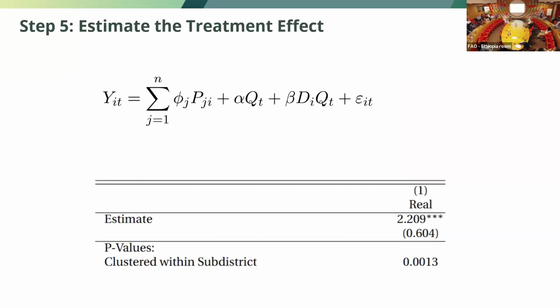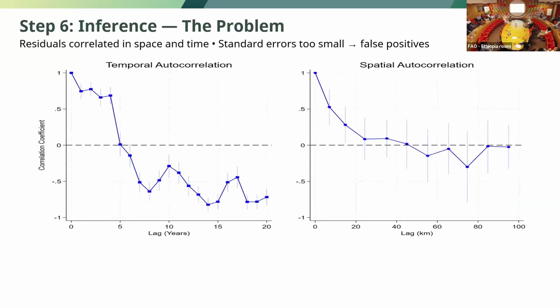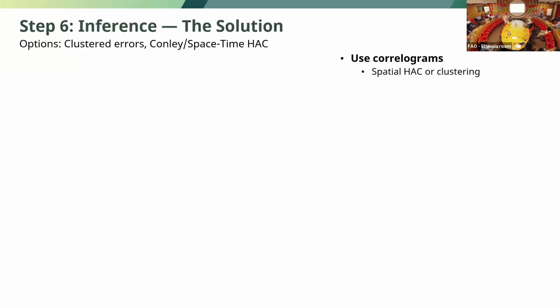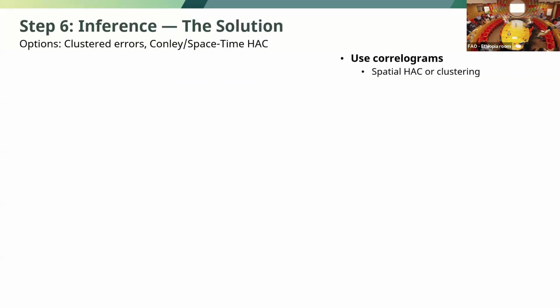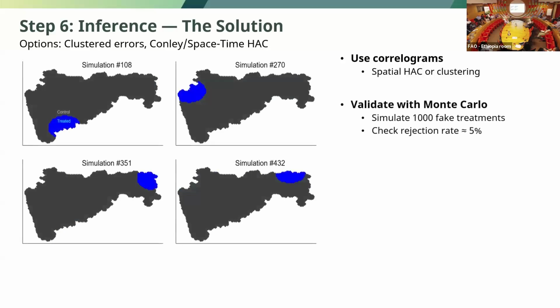All right, you can run a regression and estimate the treatment effect. That's very easy. Let me just briefly say something about inference. You can have correlation in the error terms across both space and time, and that creates problems for inference. So what can you use to deal with that? If you draw these types of correlograms, which show you how much the correlation between residuals fades over space and time, that can give you a guide to whether you can do things like spatial HAC or clustering. Again, refer to the chapter for more details on this.